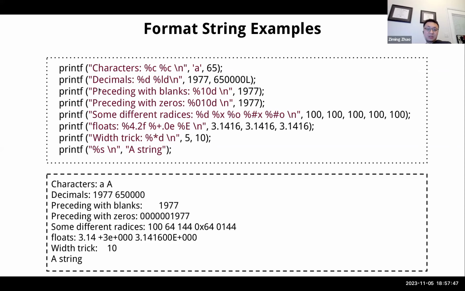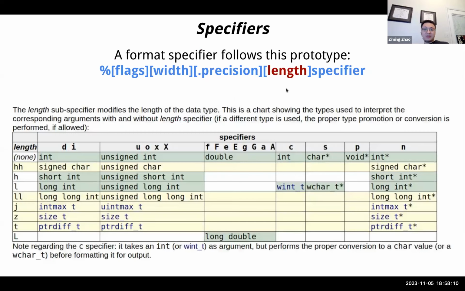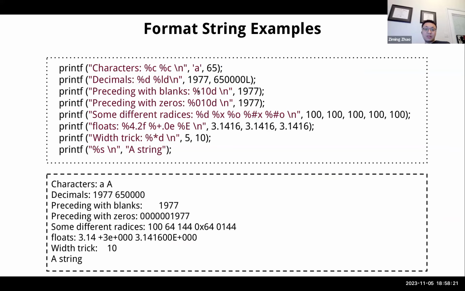the second printf, we have decimals. We print out two integers. For integers, we use d, which means decimal. You can also use i. And for the second one, we use ld here, right? Instead of just d, we have ld. That l is the length. It means that we want to print a long integer, not just a regular integer. Then we print out 1977, then a large value here.